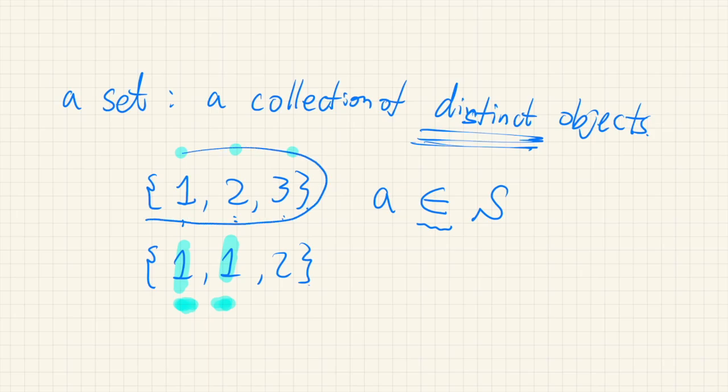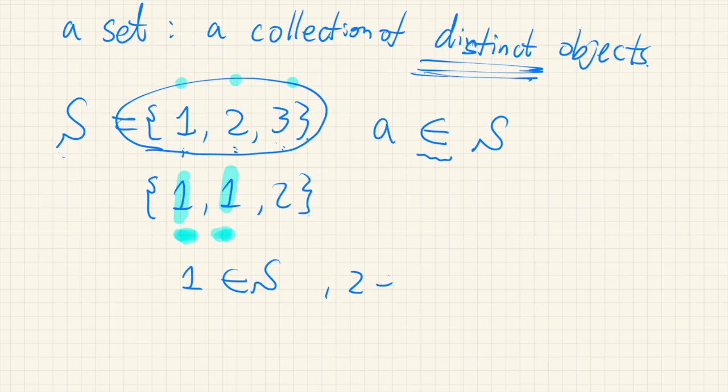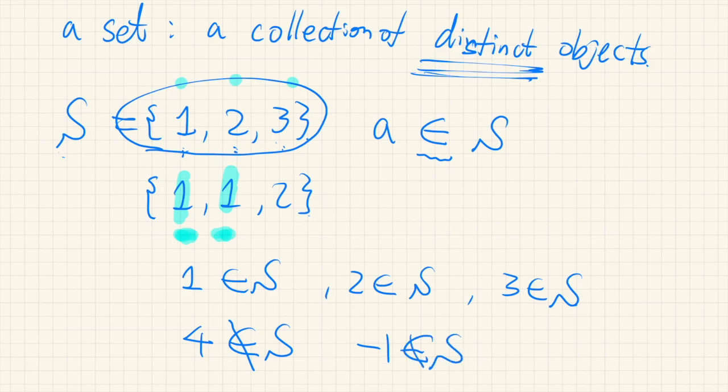So in this example, let's say we name this set S. So S is a set consisting of 3 numbers, 1, 2, and 3. So 1 belongs to this set S, and 2 also belongs to this set S, and 3 belongs to this set S. However, for example, 4 does not belong to the set, so this is not true. So in that case, we write like this. And similarly, -1 does not belong to this set, and so on.